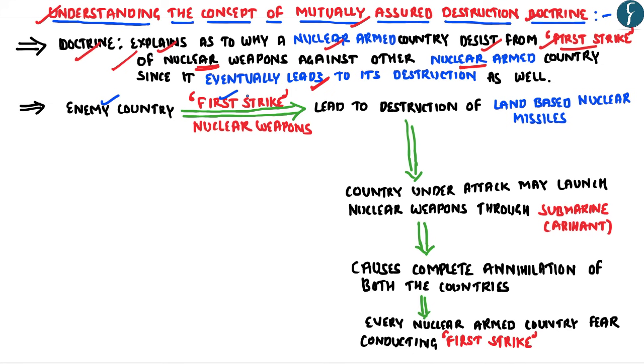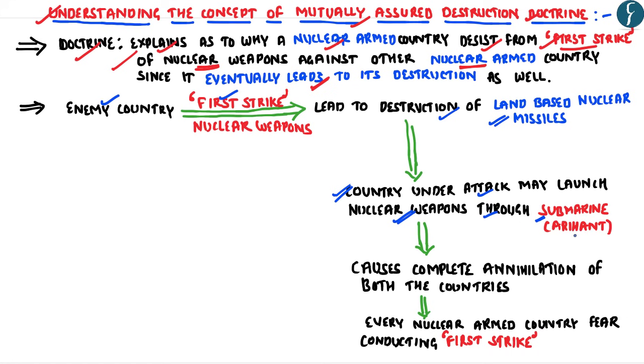Now such a nuclear first strike may lead to destruction of the land-based nuclear missiles in the other country. So in response to the destruction caused, the country under attack may in turn launch the nuclear weapons against the enemy country by using the submarine.